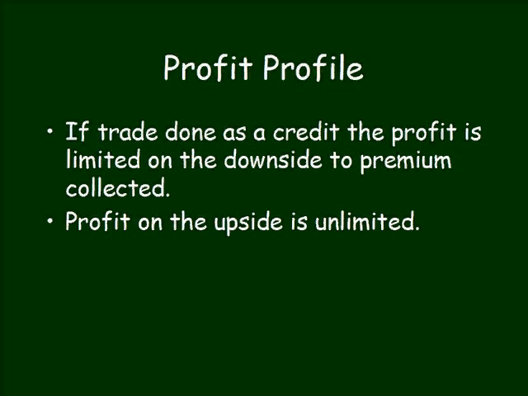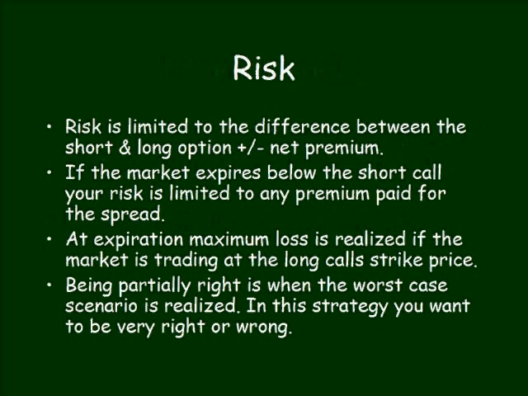If the trade is done as a credit, the profit is limited on the downside to the premium collected. The profit on the upside is unlimited. The risk on a trade like this is limited to the difference between the short and long option plus or minus the net premium. If the market expires below the short call, your risk is limited to any premium paid for the spread.